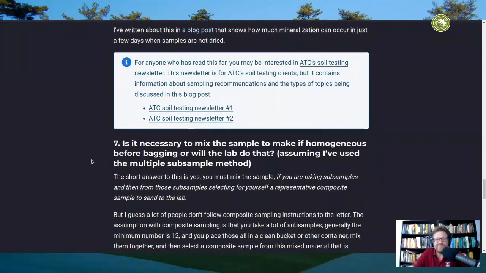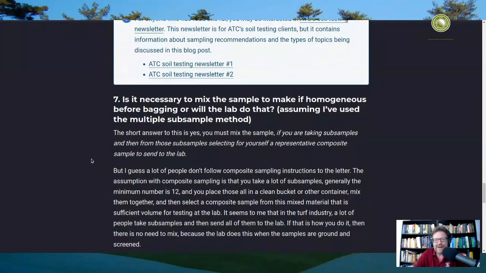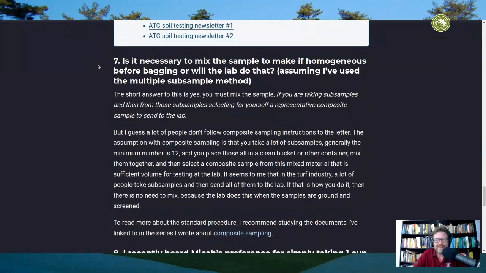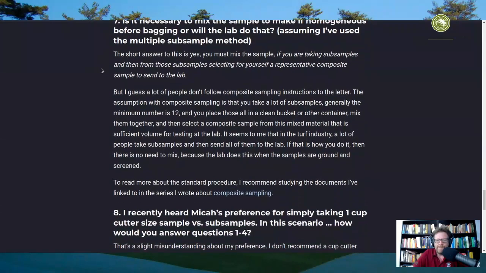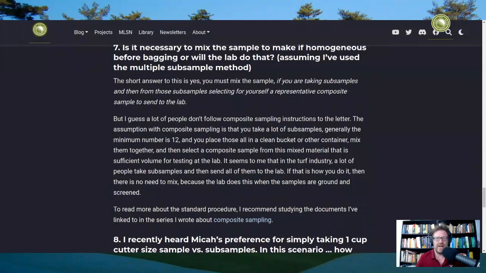Moving on to the seventh question. The question is, is it necessary to mix the sample to make it homogeneous before bagging, or will the lab do that? Now, this assumes that you're taking a composite sample, and the short answer to this is yes, you must mix the sample if you are taking subsamples, and then from those subsamples selecting for yourself a representative composite sample to send to the lab.